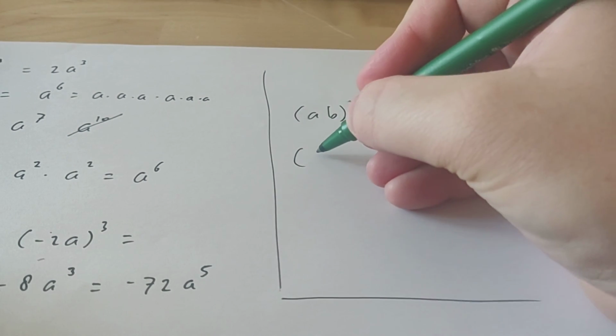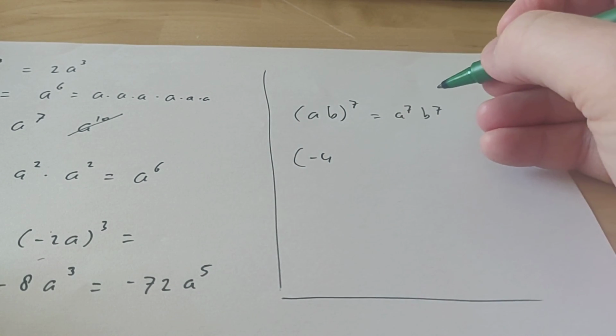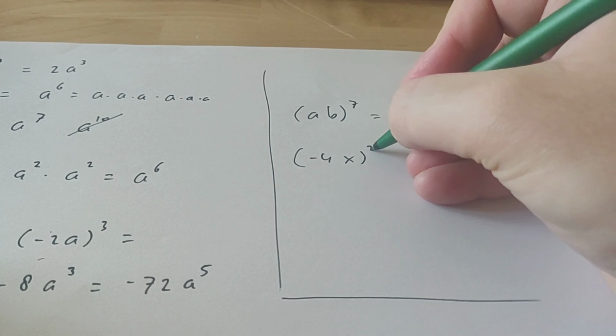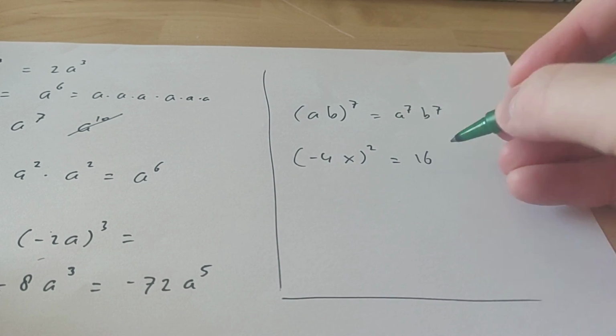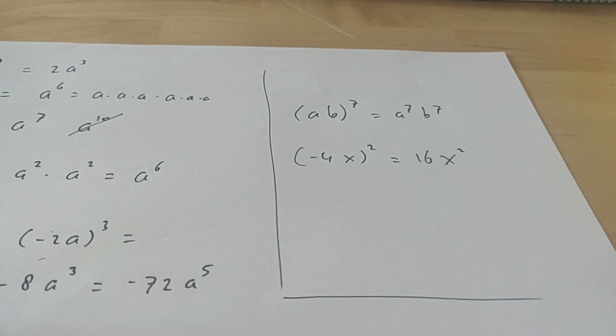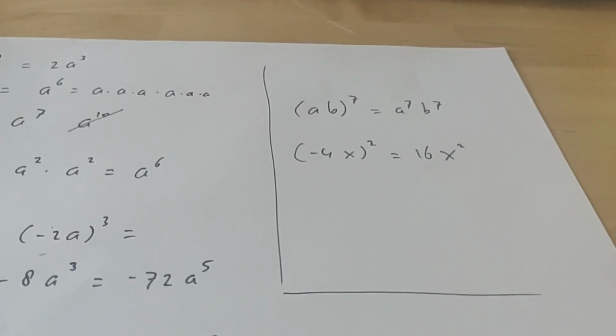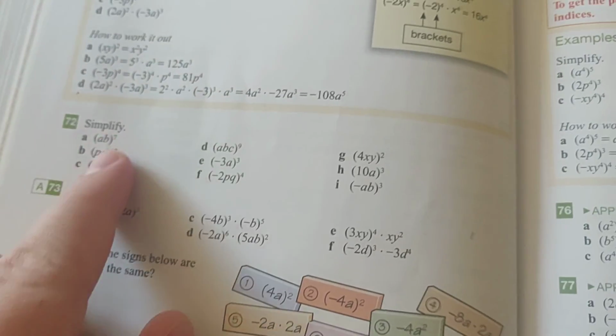Now, if there's also a number here, like minus 4 and then x squared, then you have to actually calculate something, because minus 4 squared is 16, and then here you just have x squared. Okay, so you should be able to make these exercises now, like this and that.